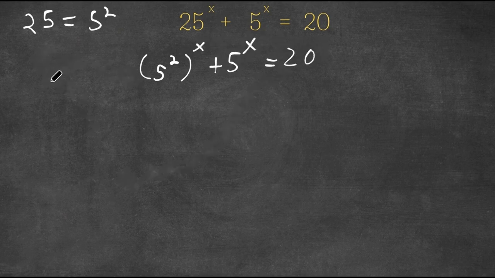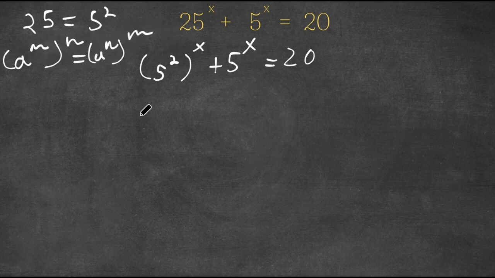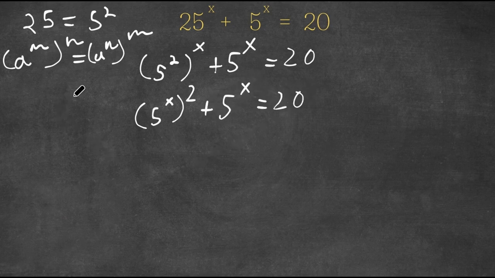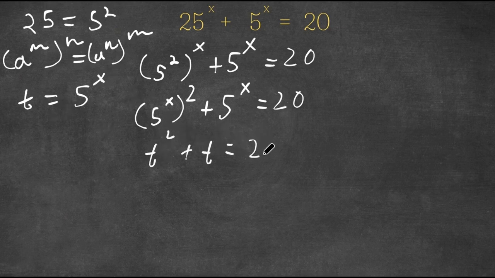Now, if we have something in the form a to the power of m to the power of n, this is the same thing as a to the power of n to the power of m. So 5 to the power of 2 to the power of x is the same thing as 5 to the power of x to the power of 2. So now I'm going to let the variable t equal 5 to the power of x. So now if I replace t with 5 to the power of x, I get t squared plus t is equal to 20.